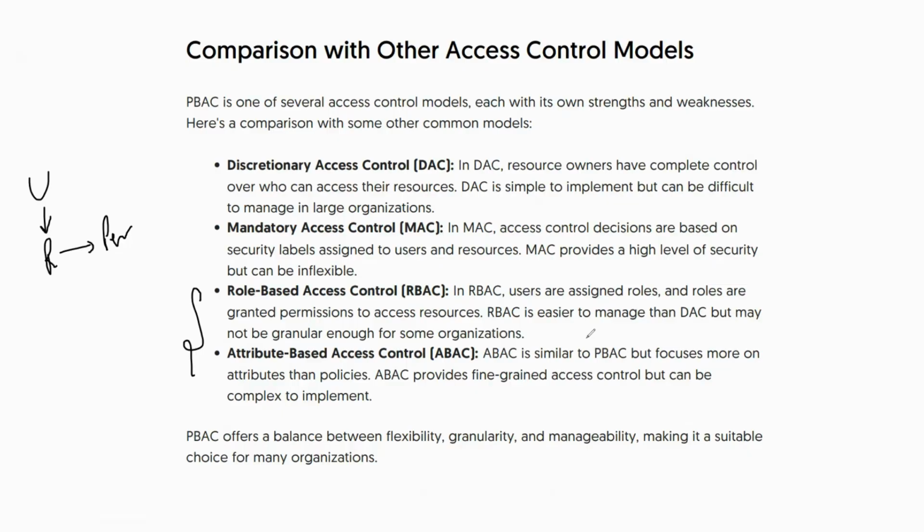ABAC is similar to PBAC as we were discussing, but focuses more on attributes than policies. ABAC provides fine-grained access control that can be complex to implement. Sometimes that is also true. So PBAC is basically a balance between flexibility, granularity, and manageability. And also do check in your organization what you're using: RBAC, ABAC, PBAC. We'll cover this in the next session.